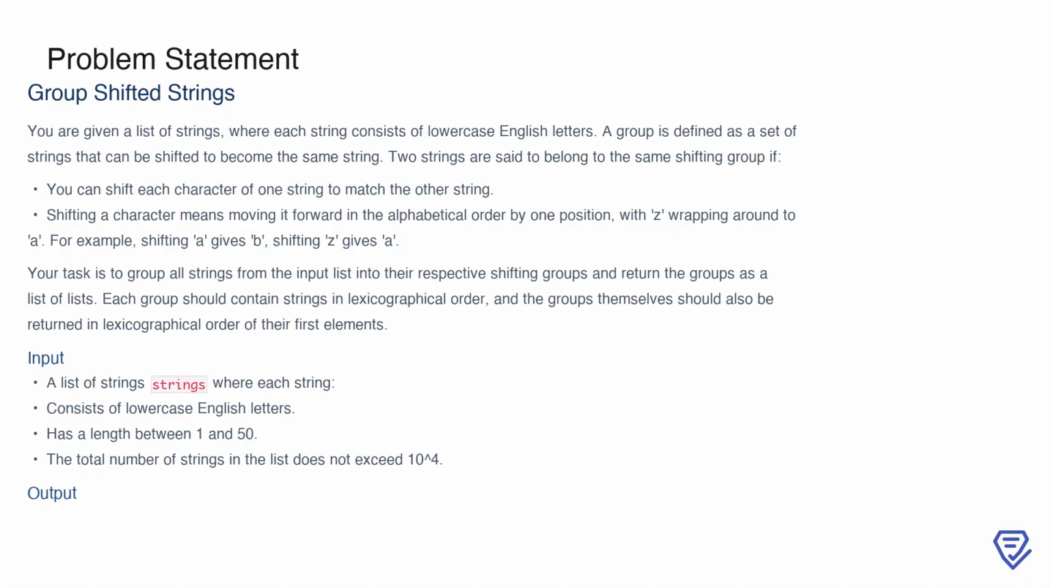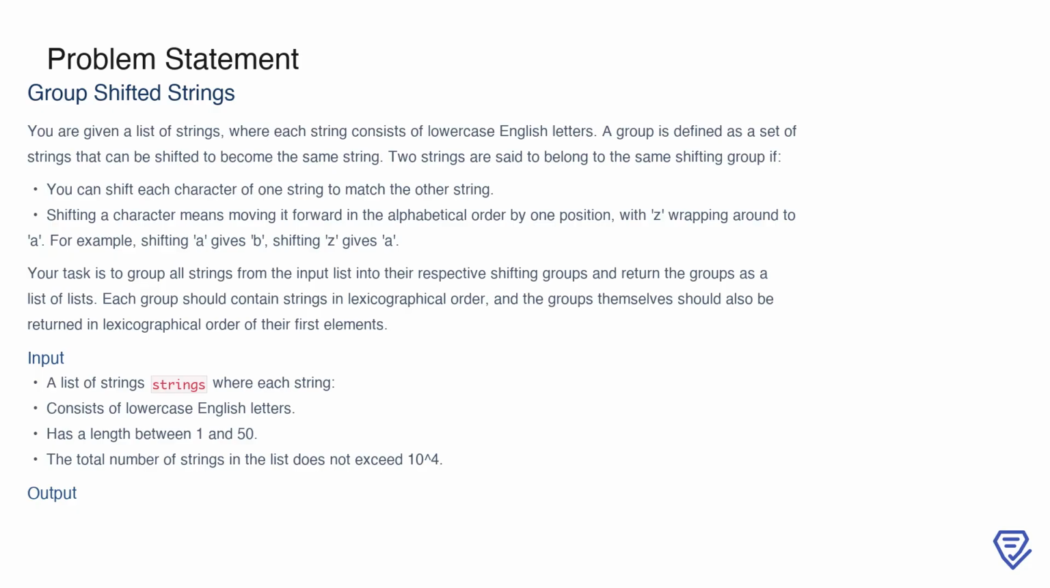In this problem, you are given a list of strings, where each string consists of lowercase English letters. The goal is to group these strings based on their shifting patterns. What does this mean? Two strings belong to the same group if you can shift each character of one string to match the other. Shifting a character means moving it forward in the alphabet, with wrapping at the end so Z shifts to A and A shifts to B. For example, the string ABC can be shifted to BCD, and BCD can be shifted to CDE.